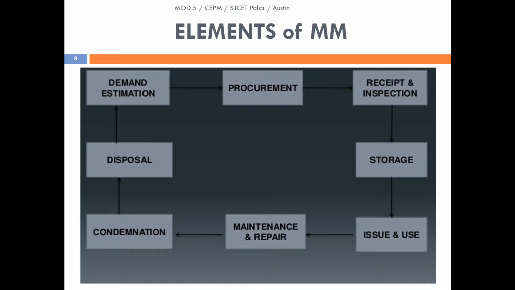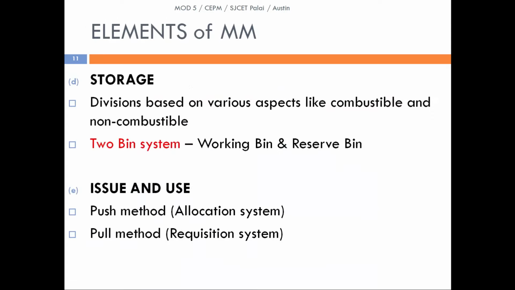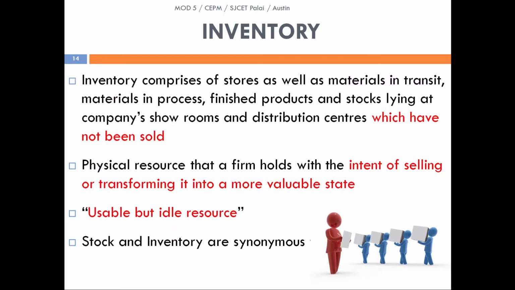So these are the major elements of material management: starting from selection and demand estimation, procurement, receipt and inspection, storage, issue and use, maintenance and repair, condemnation, disposal, and again it goes to demand estimation. This process starts over once again from the pre-procurement stage, like selection and demand estimation.